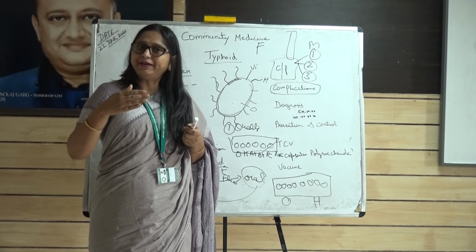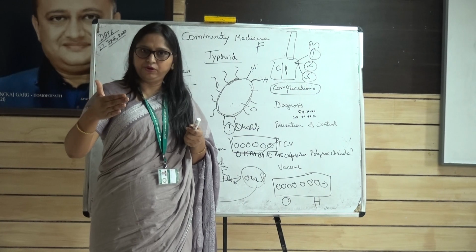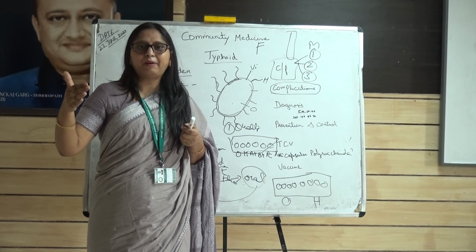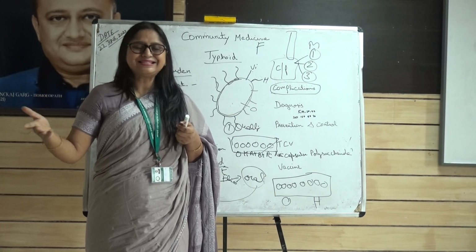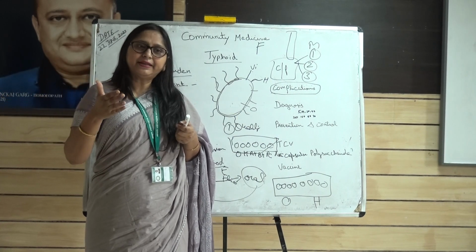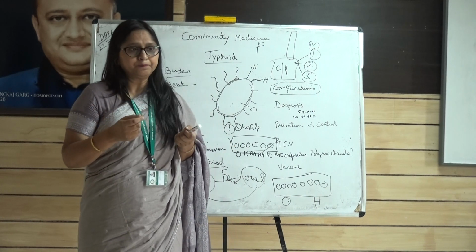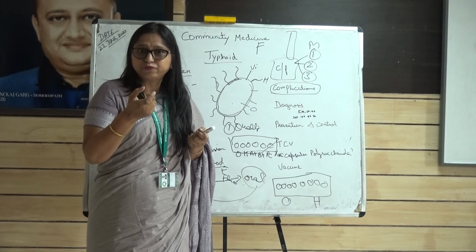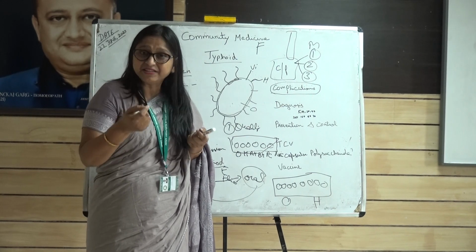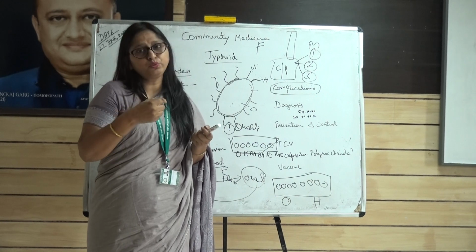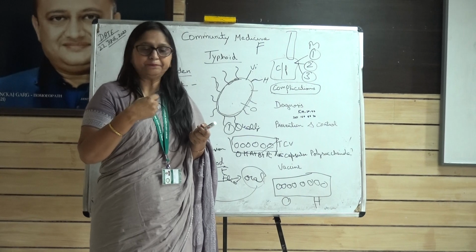The immunity will develop 15 days after you have taken the third dose, and it will last for about 3 years. After 3 years, again you have to take these 3 doses, and this vaccine is efficacious for about 60% of people. And as it is a capsule, it is not advisable for children below 2 years of age, because they will not be able to swallow it properly.